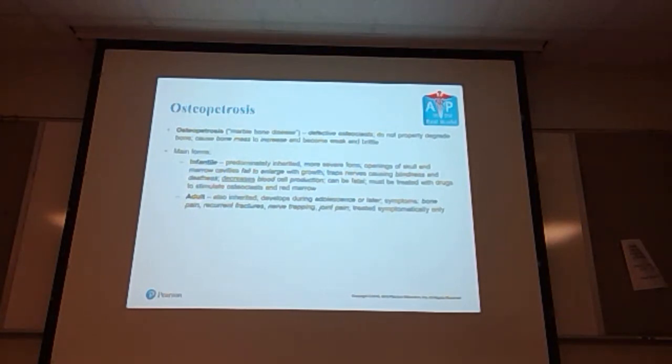Adult osteopetrosis also seems to be inherited. It develops during adolescence or later. The symptoms can be bone pain, recurrent fractures, nerve trapping again, joint pain. This is treated symptomatically only. The infantile one, there are drugs that can help with. This one, we just have to treat the symptoms, because once this issue is started, there's no way to bring it back.